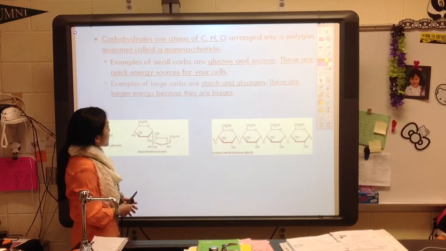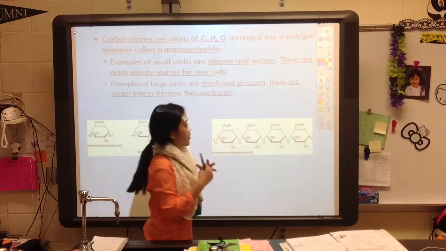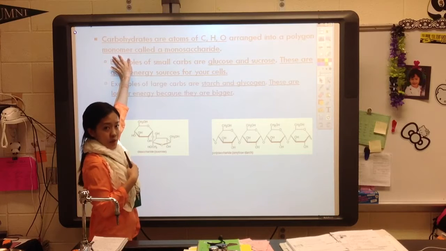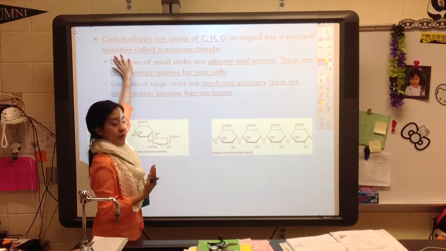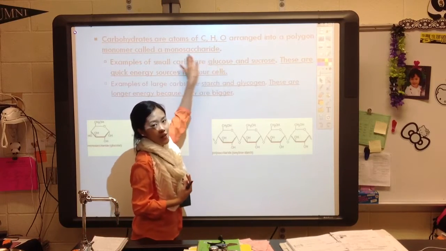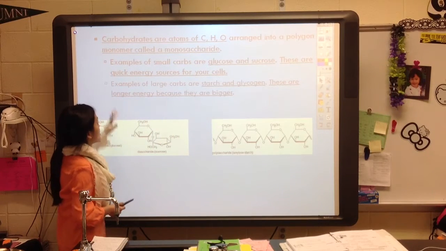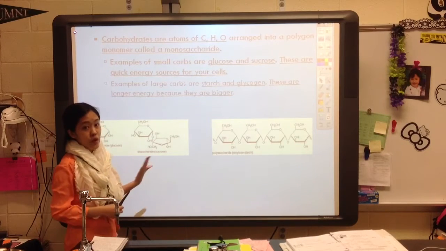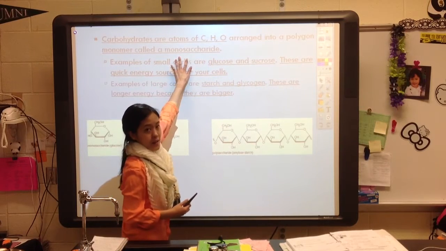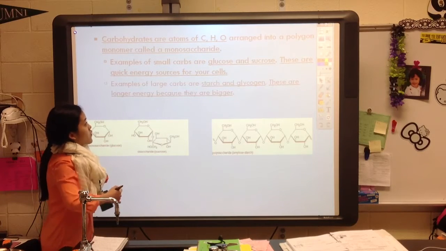Monosaccharide. So what does that mean? That means you have these three elements bonded together, and once they're bonded together, they form this monomer, this subunit, and the specific name for it is monosaccharide. A bunch of these monosaccharides are going to make a carbohydrate. Some examples of small carbs are glucose and sucrose, which are just two more names of different types of monosaccharides. These are going to be used as quick energy sources for your cells.